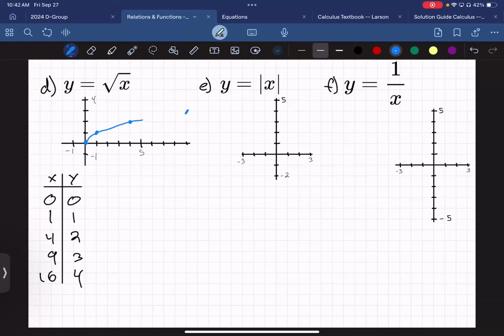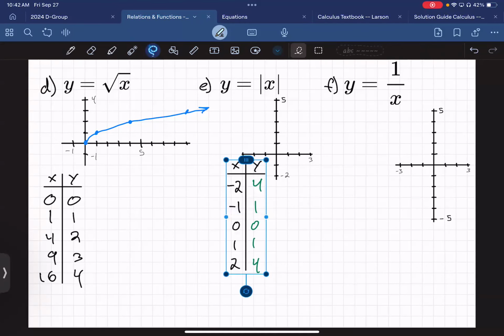If you also remember, this is one of those that's got a kind of curve shape like a quadratic. It just happens to be on its side. Any concerns with that one? What was special about absolute value? Does anybody remember?